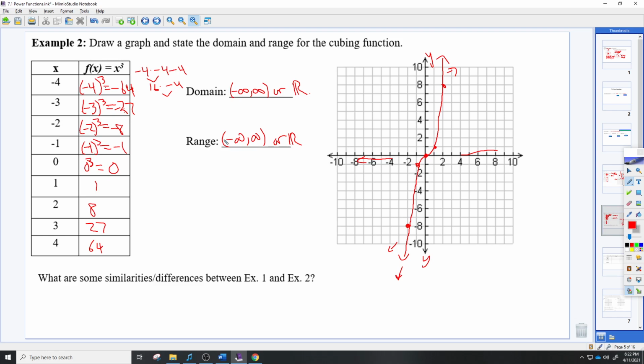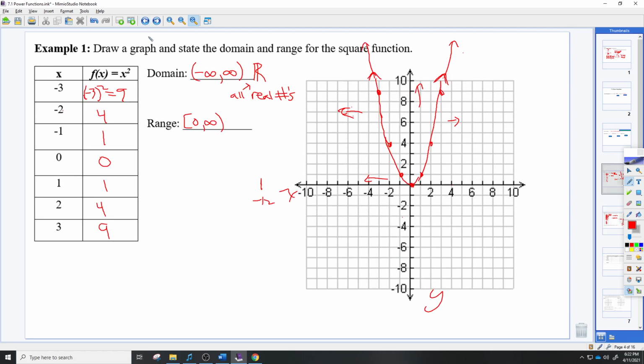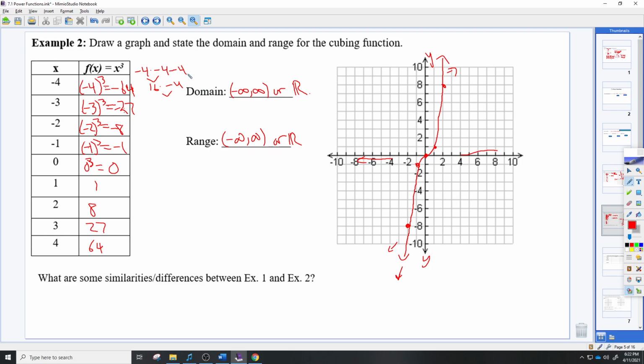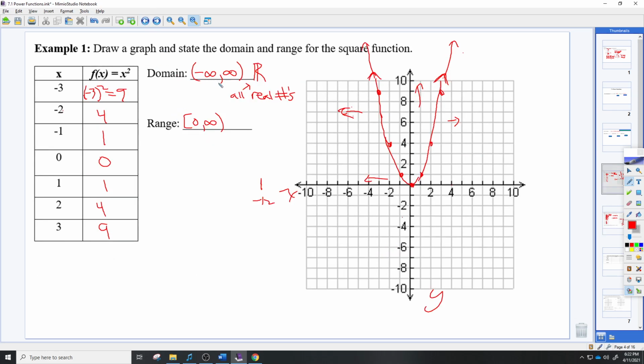All right, now we have a little question here. What are some similarities and differences between example 1 and 2? So I'm just going to talk about them instead of writing them out. Something that's different is the range is different slightly, right? 0 to infinity, -infinity to infinity. The domain is the same. There's a similarity.